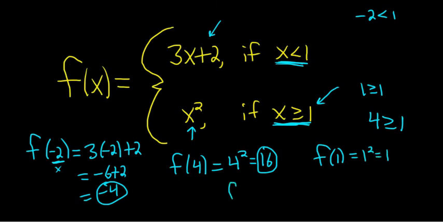One more, just for fun. What if we had f of 0? If we had f of 0, we would just use the top piece, right? Because 0 is less than 1. So we would get 3 times 0 plus 2. So 0 plus 2, so we get 2.